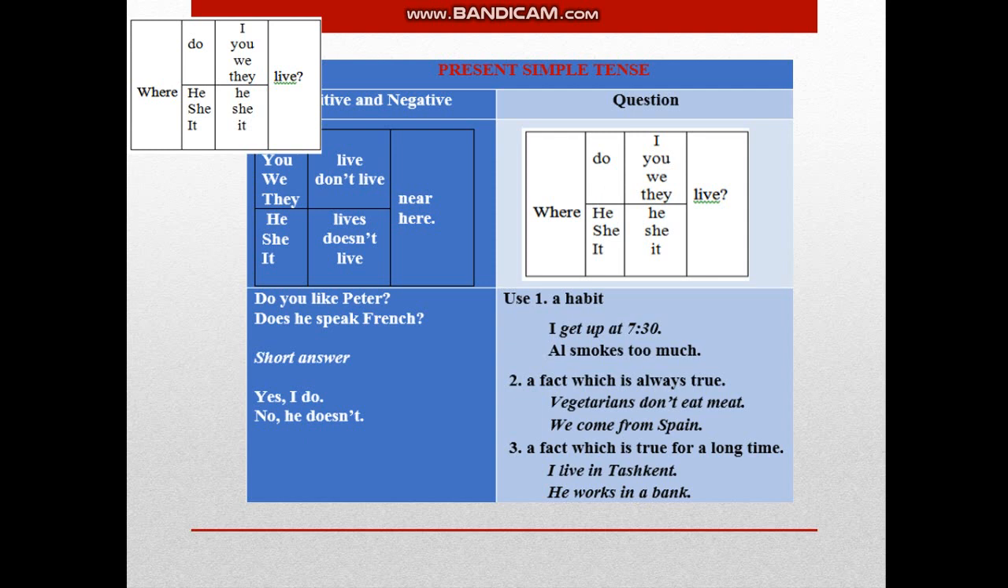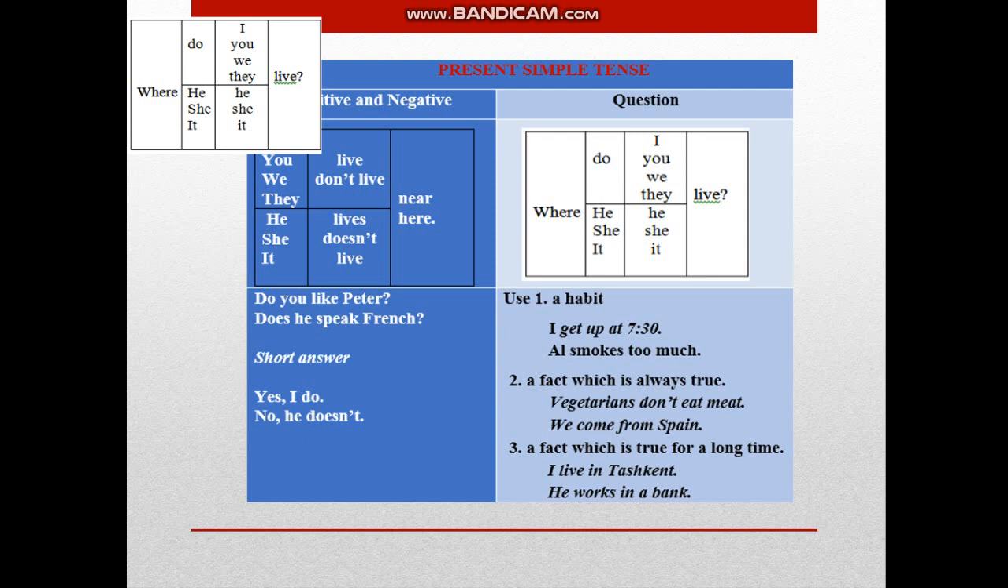To form the negative form, we just plus not to auxiliary verb do, does. I, you, we, they take do. He, she, it take does. So we just plus not. I don't like, she doesn't like, he doesn't like, they don't like, and etc.